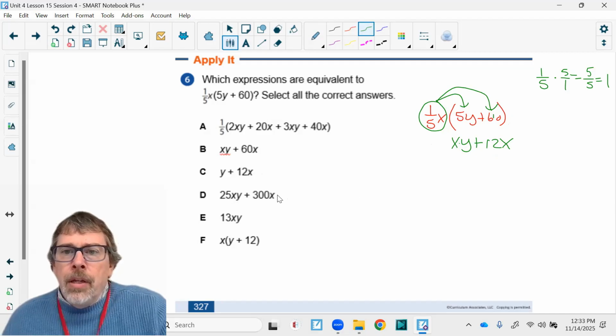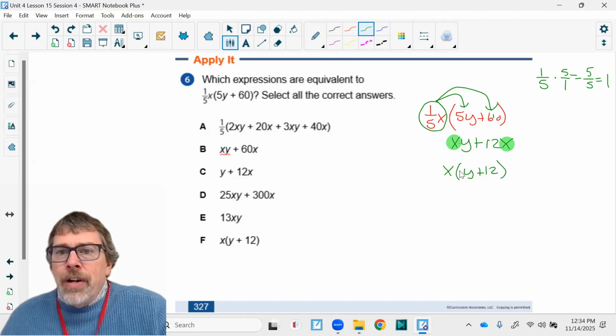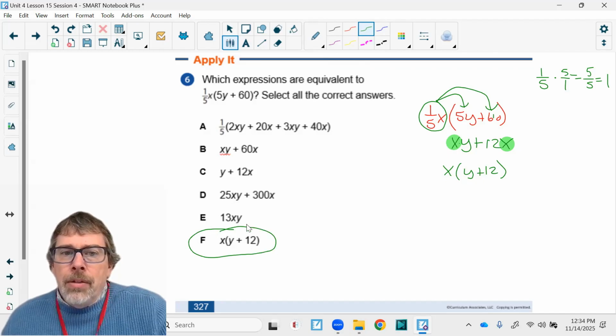Okay. And now that I have an x in both terms, look what happens next. We have an x here, and we have an x here in each term. One term is before the plus sign, one is after. When I have the same thing in both, I can factor it out. And xy divided by x is y. Plus 12x divided by x is simply 12. So this simplifies to x times y plus 12. And that's right here. It's not 13xy. It's not 25x plus 300. It's not y plus 12x.